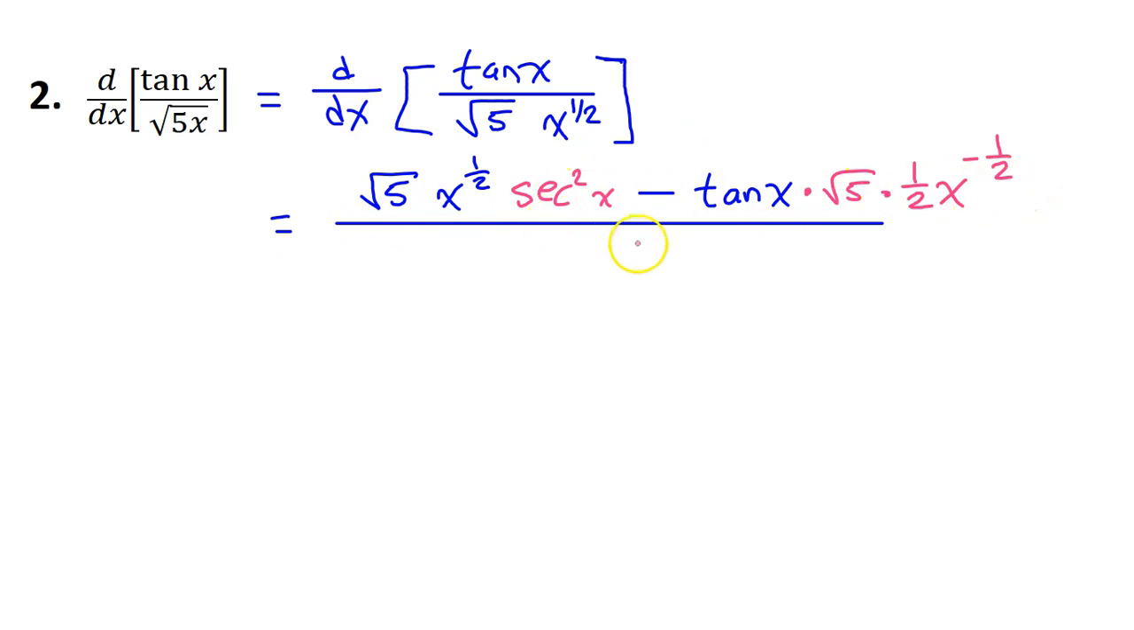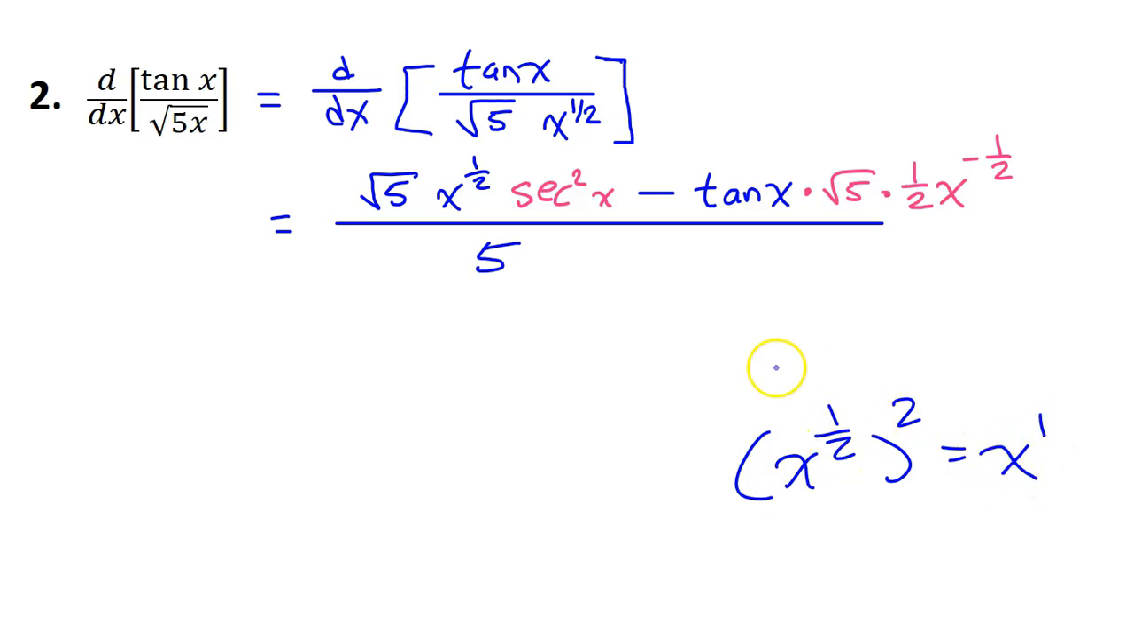Draw the line and down below, the bottom squared will go. I'm going to square each of these. When you square radical 5, you get 5. And when you square x to the 1/2 power, just real quick, when you raise a power to a power, you multiply. And 1/2 times 2 is 1, so that's just going to be x. Or, if you look back at the original denominator, squaring this takes the radical away, and you just have 5x.